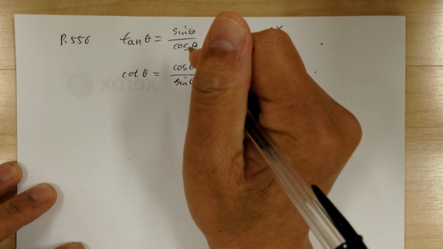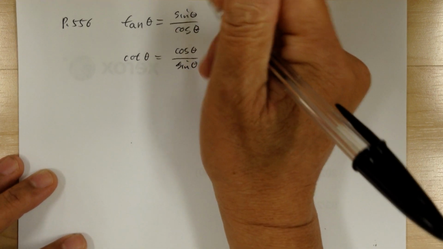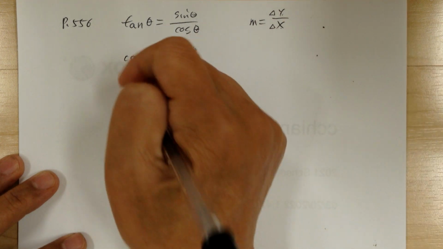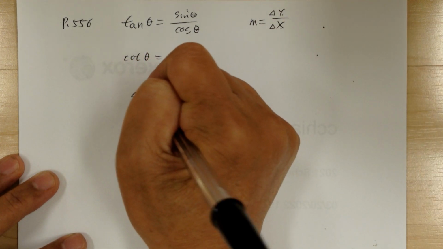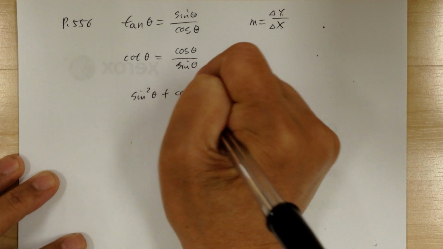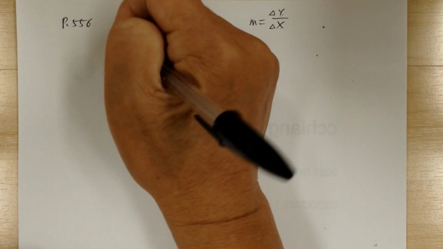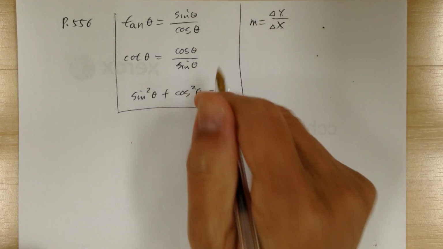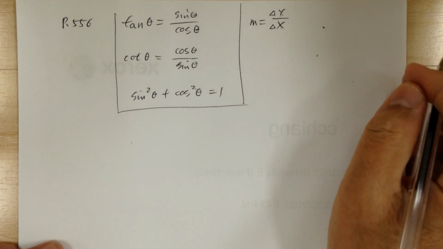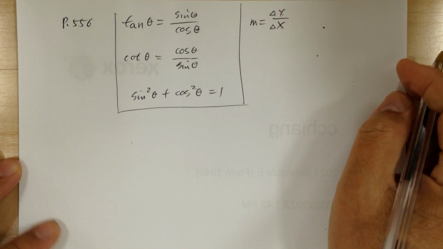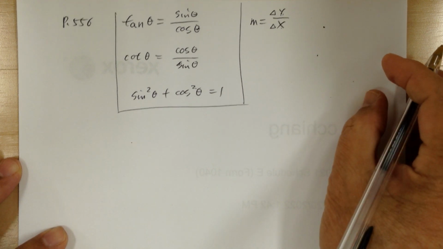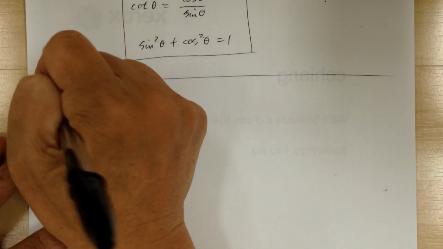So this is more definitions you need to know. Another very important identity is sine squared theta plus cosine squared theta equal to 1. So these are more definitions that you need to know. So make sure you know these. Okay, so let's go to example 3.